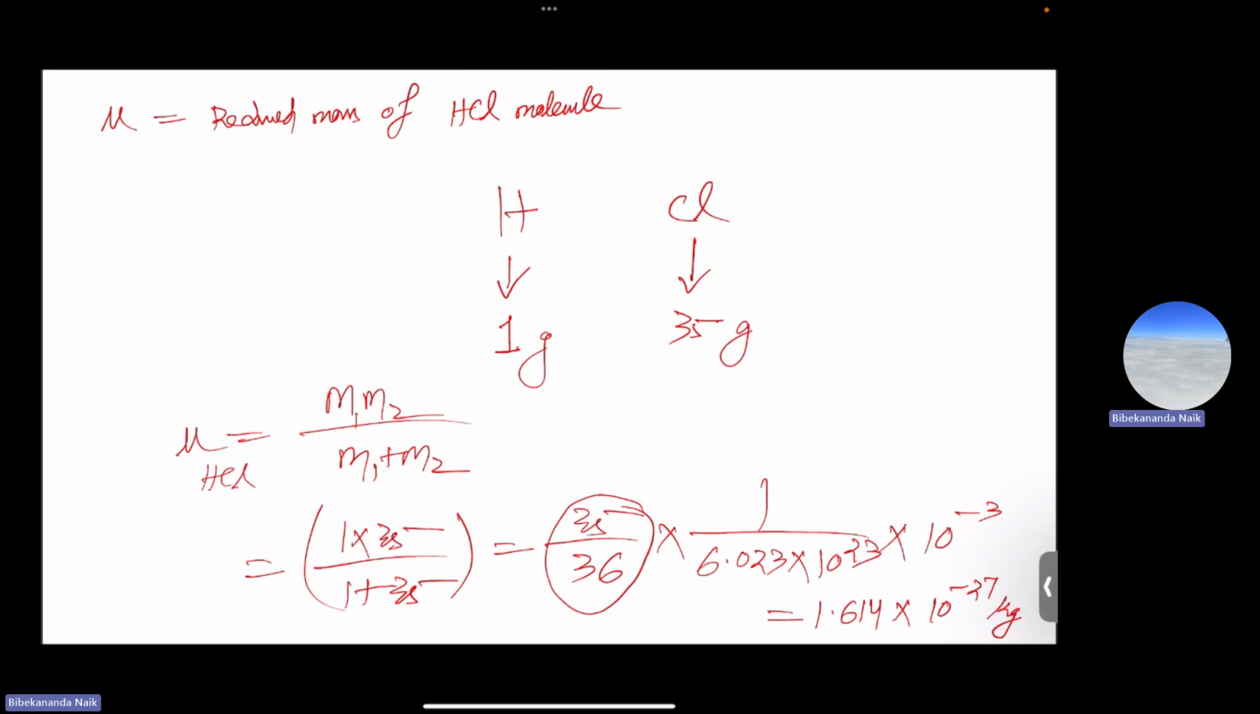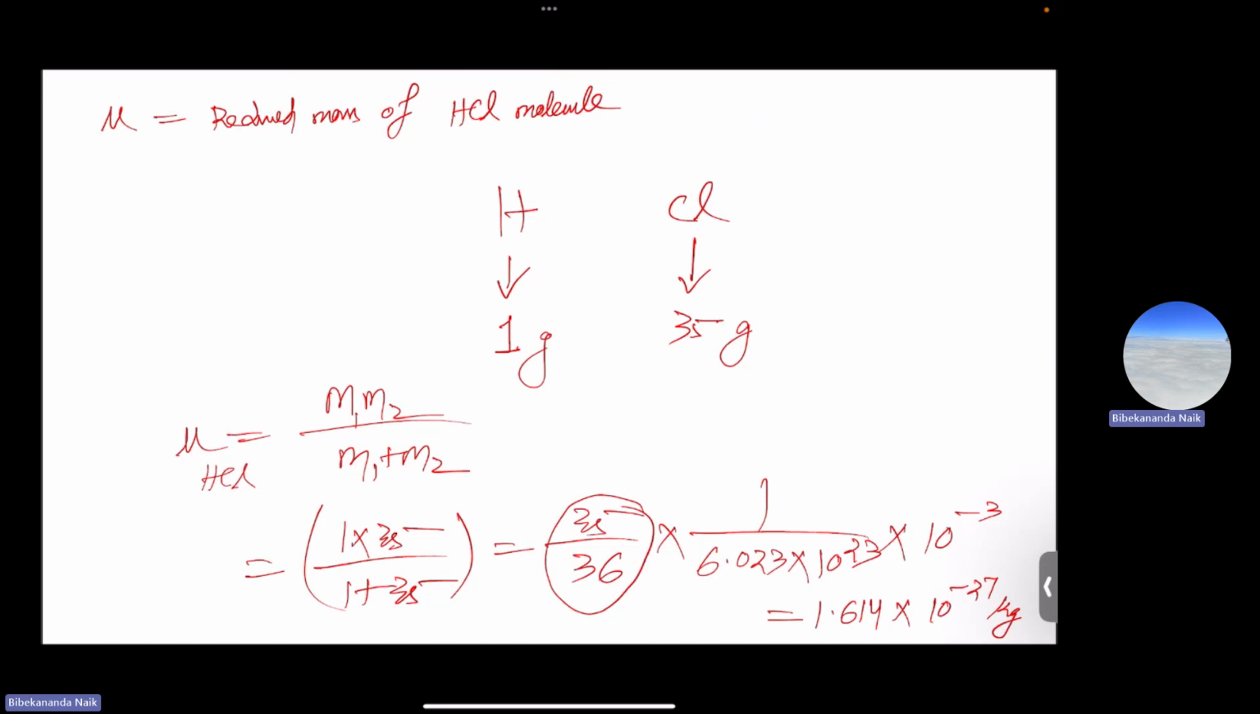If we don't divide the reduced mass by 6.023 into 10 to the power 23, it will give the mass of 1 mole of HCl molecule, which contains Avogadro's number of molecules. So in order to get the mass of 1 molecule of HCl, we need to divide by Avogadro's number, which is 6.023 into 10 to the power 23.